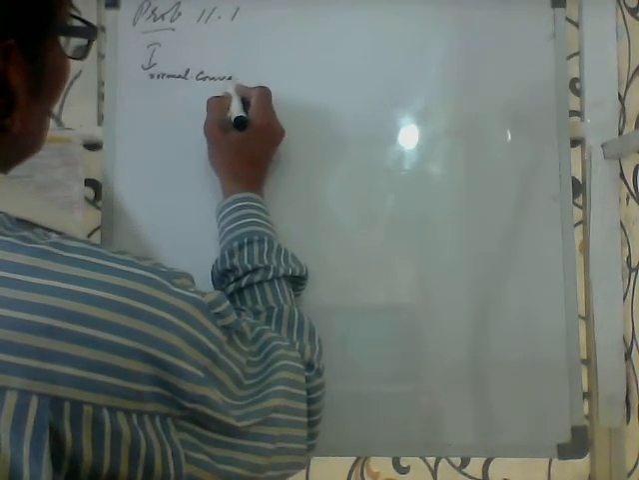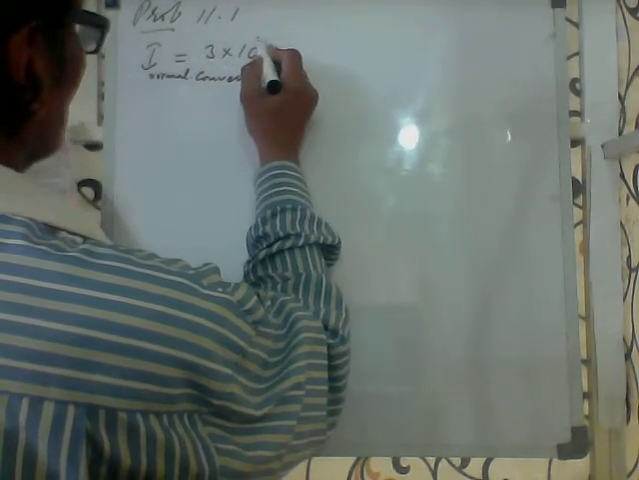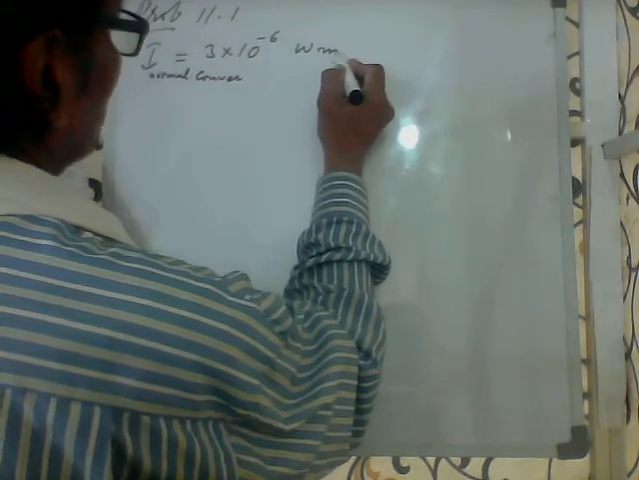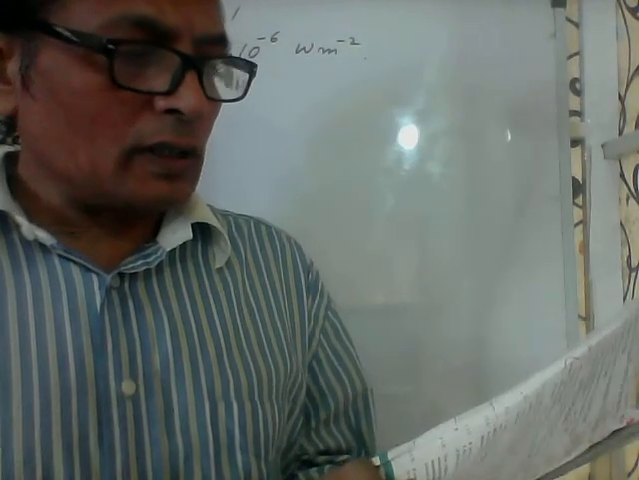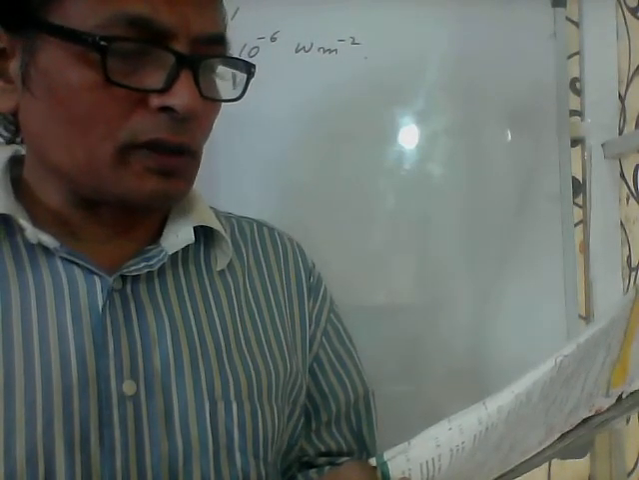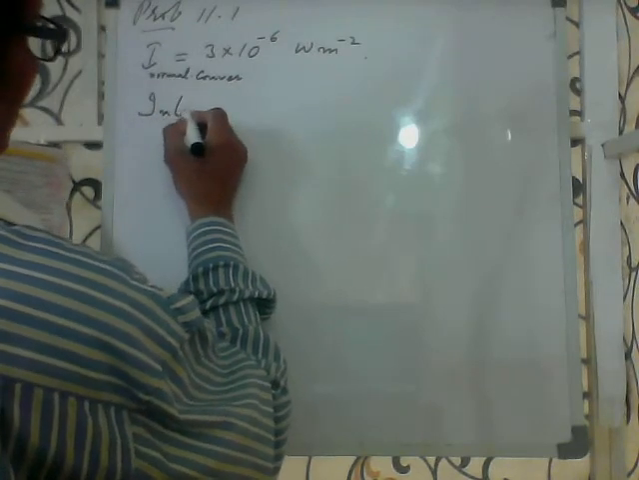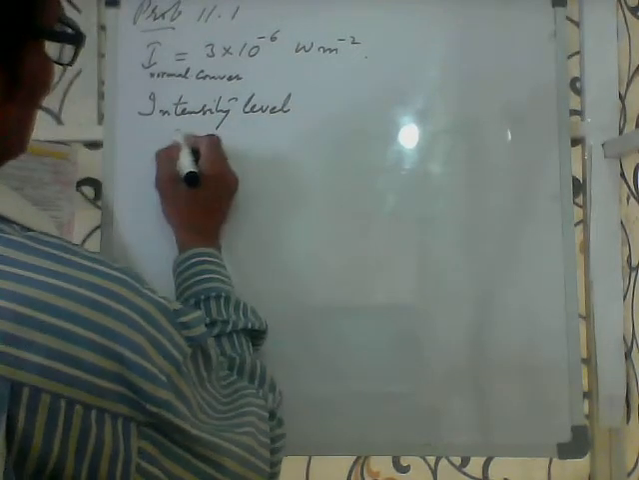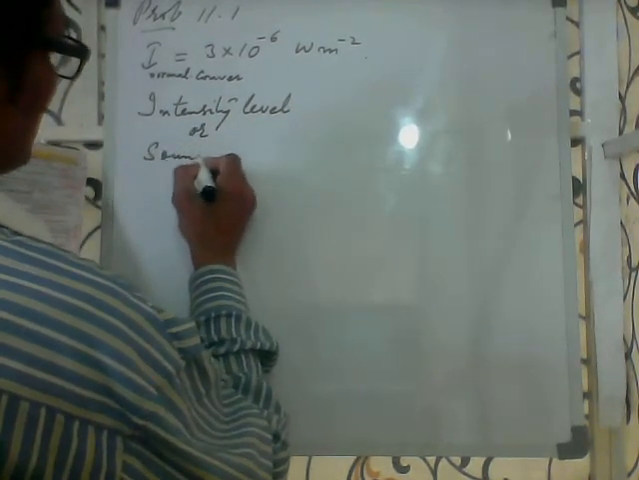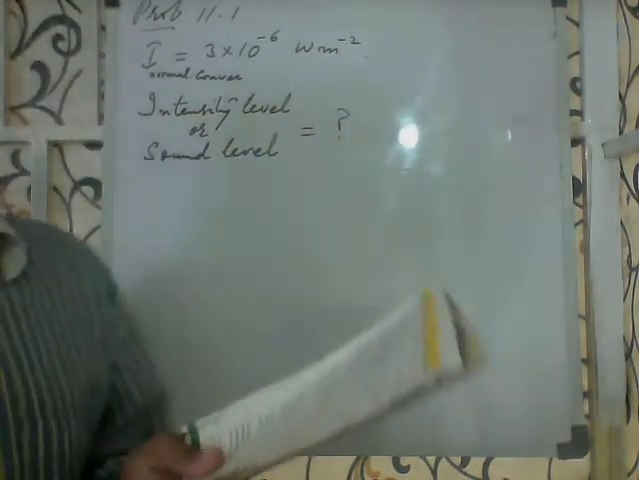Normal conversation is equal to how much? 3 into 10 raised to power minus 6 watt per meter square. What is the decibel level for this intensity? Sound level or intensity level is asked. Intensity level, or it is also known as sound level, is to be answered.